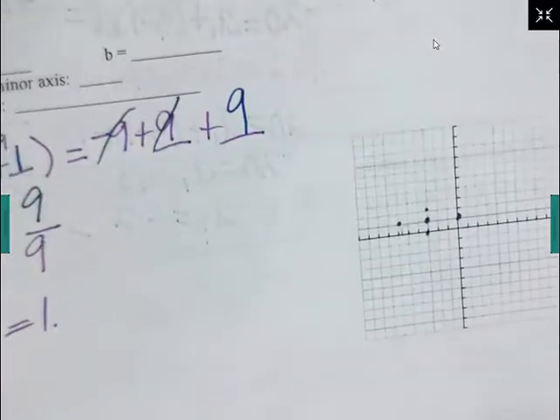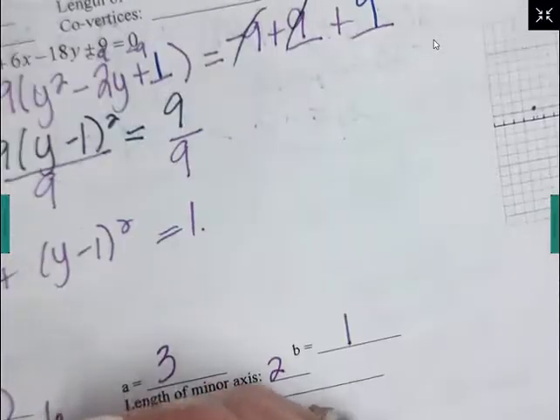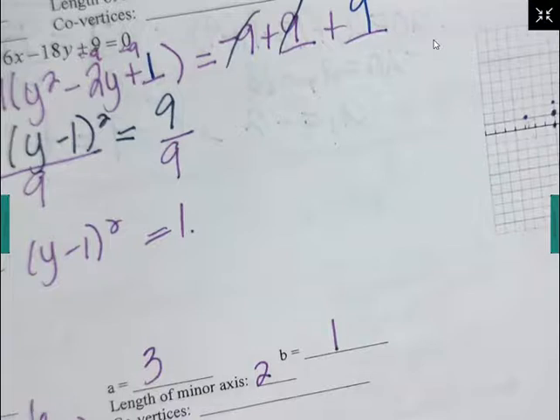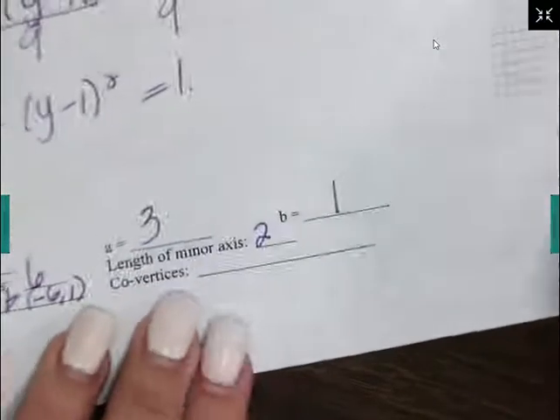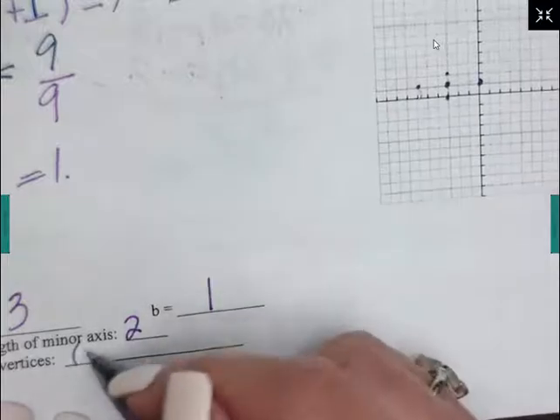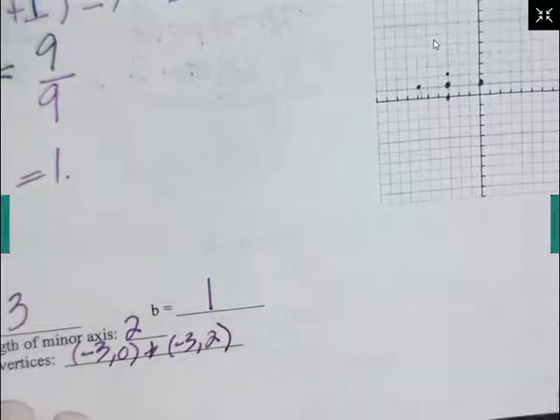Okay, so you said just find 2A or 2B. 2 times A is the length of the major, and 2 times B is the length of the minor. Does that make sense? Yeah. Okay. So our vertices are going to be these 2 points, which are 0, 1, and negative 6, 1. Those vertices are 0, 1, and negative 6, 1, because that's this point and this point, okay? Now, the co-vertices are these 2 right here and here, and those coordinates are going to be negative 3, 0, and negative 3, 2. Are there any questions there?